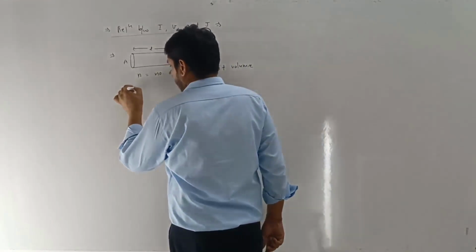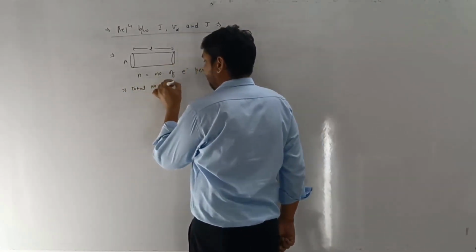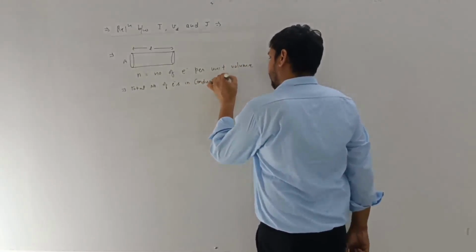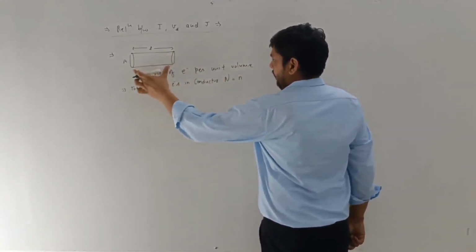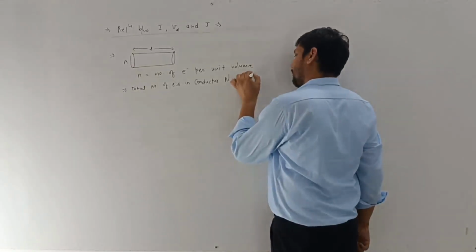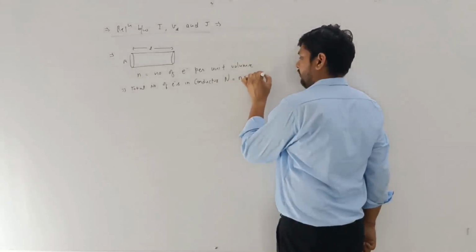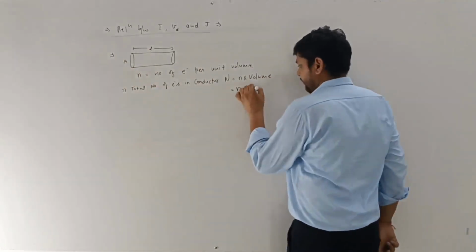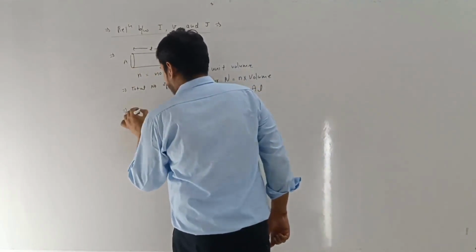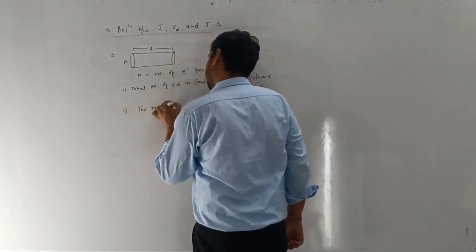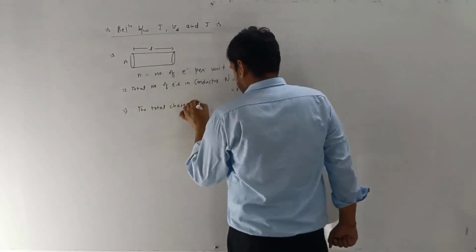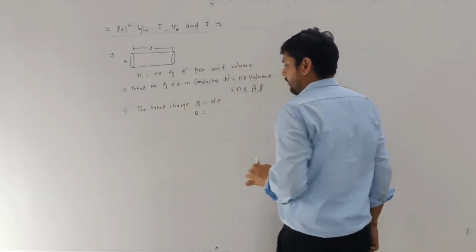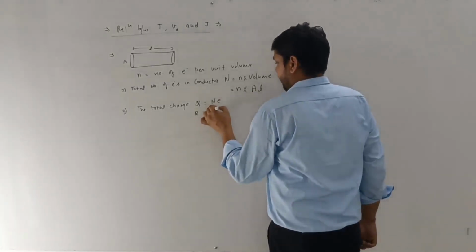Then the total number of electrons in the conductor, N, is equal to n times the total volume V, and the volume of this conductor is A times L. Now the total charge Q is equal to Ne. Then the value of Q is nALe.